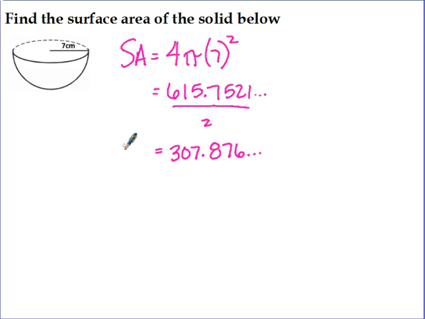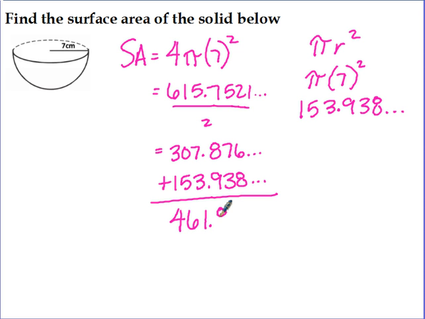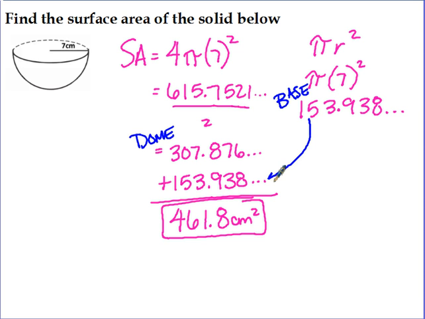To get the base, I have to do just a plain old circle. Pi times 7 squared, and that's going to be 153.938. So then to get the total, I'm going to add those together. And that gives me 461.8. So again, this here was the dome. This here is the base. And then we just add them together to get our total surface area.